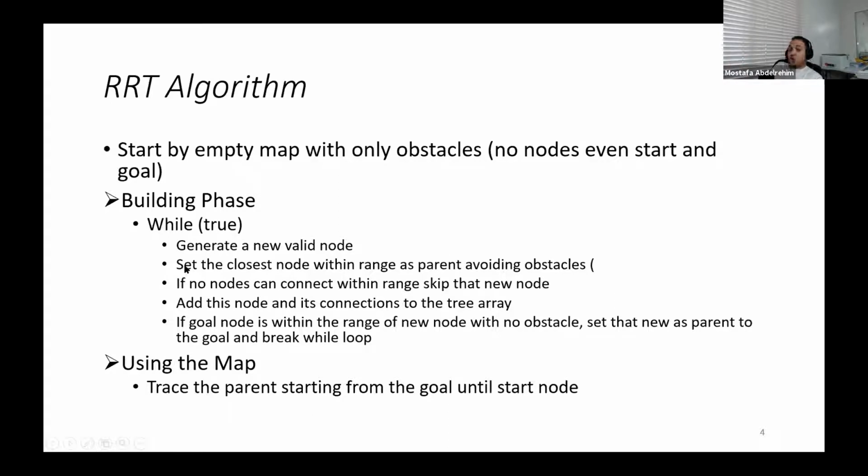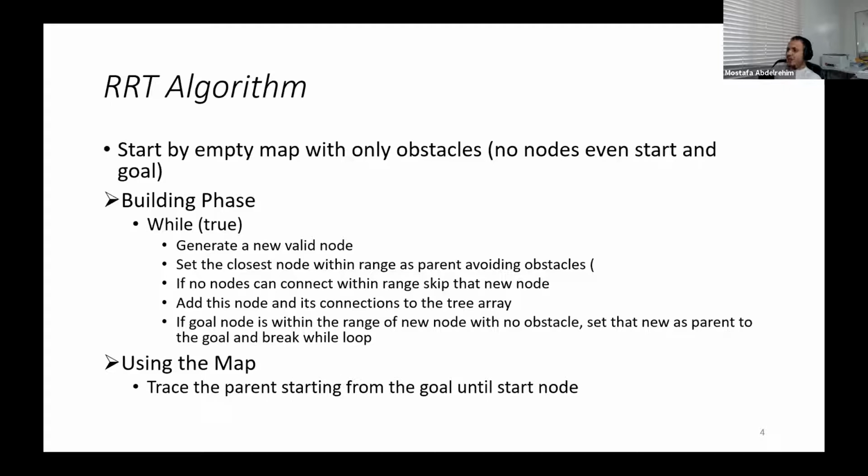Then we search for the closest node in the tree right now, and set this closest node as a parent for this new node. Okay, but of course, the way between this new node and this closest node, or closest neighbor, should have no obstacles. Okay, if there is an obstacle between the new generated node and the closest neighbor, we just skip this node and go back to the beginning of the while loop and generate a new node.